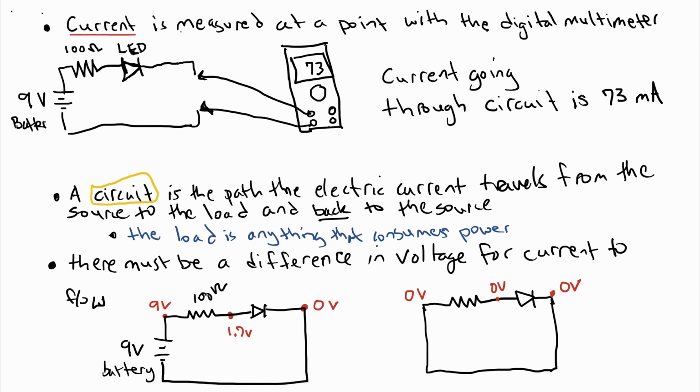Current is measured at a point with a digital multimeter. Okay? And so here I have a circuit, and it consists of a resistor. This little squiggly up and down line here is a symbol for a resistor. And then I have this symbol here, that's for an LED. An LED is a light emitting diode. And then I have a battery. This is the symbol for like a 9-volt battery.